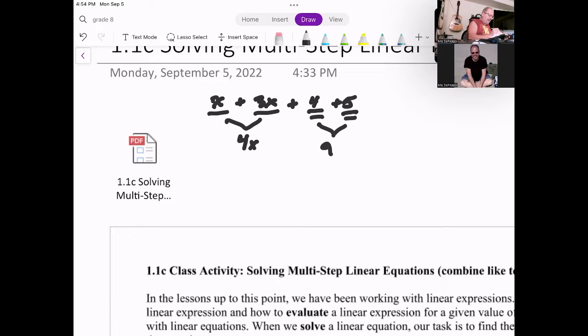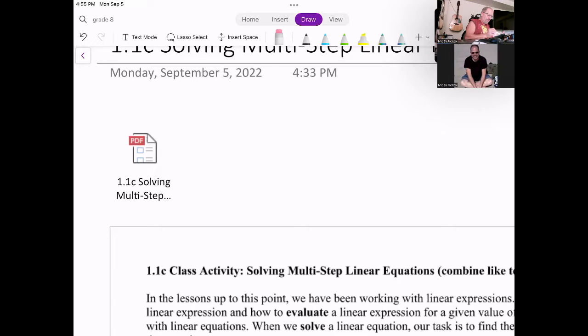We cannot combine x and 4. They're not like terms. That would be like adding apples and oranges. They're not the same thing. So that should be something that you've seen before, like in 7th grade for sure.